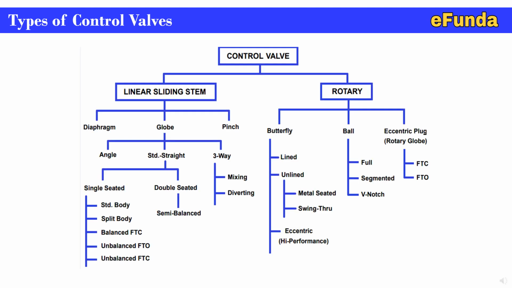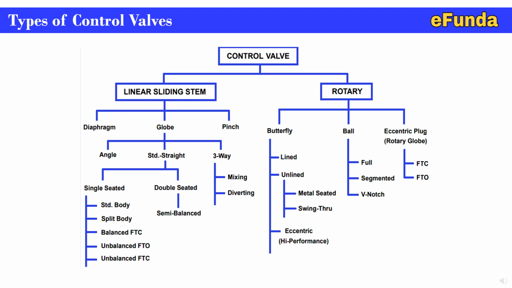Now we have reached the stage where one should understand the types of control valve. One can refer to the classification flowchart, where control valves are divided into linear sliding stem valves or rotary type valves. Further, the linear type is divided into diaphragm, globe, and pinch type valves.